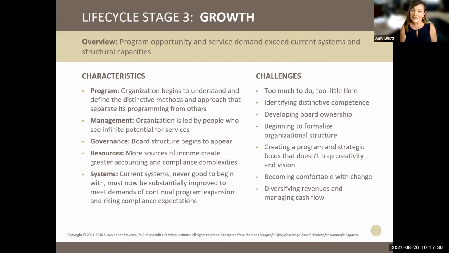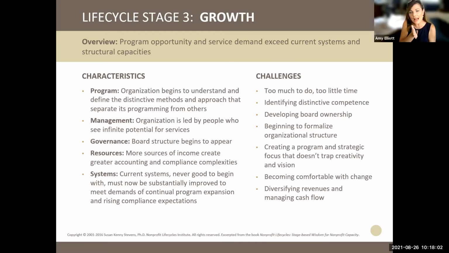So every coin has a flip side. And so we're saying you need some structure, right? You need a little strategic vision of where you're going now, you're in growth stage. You need to have some systems in place. You need to have job descriptions or job assignments in place for different people. But let's not trap the creativity and the vision.